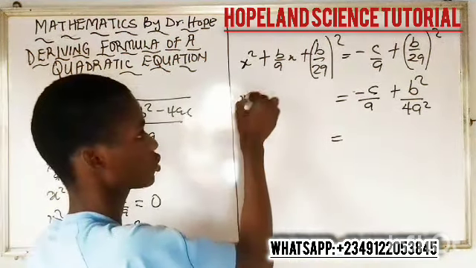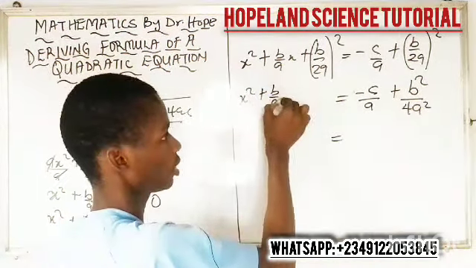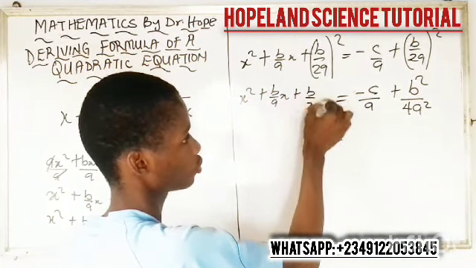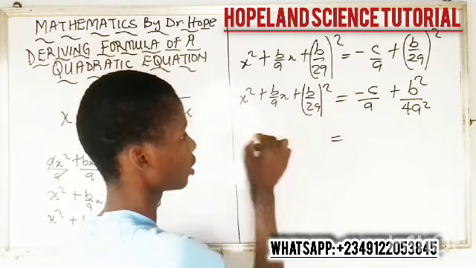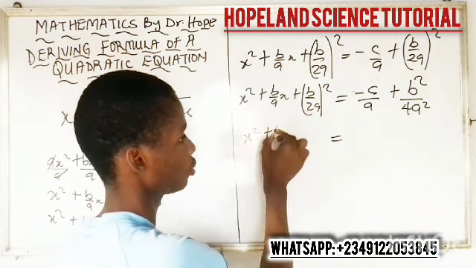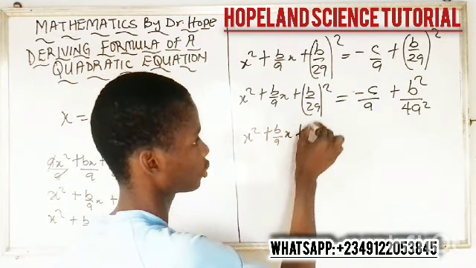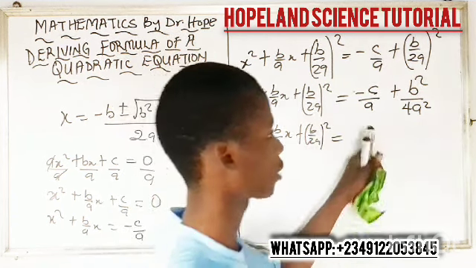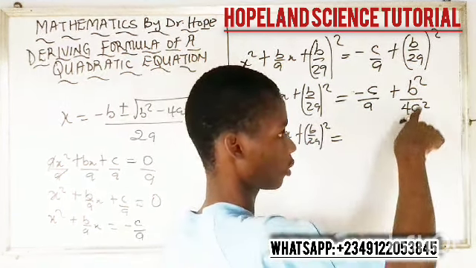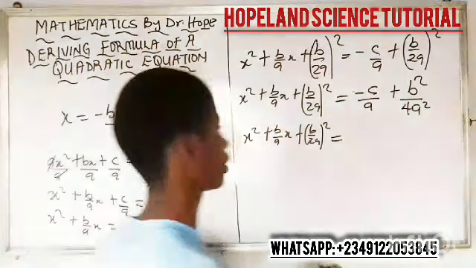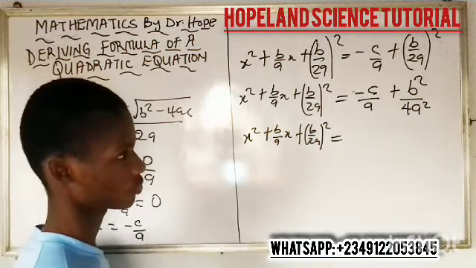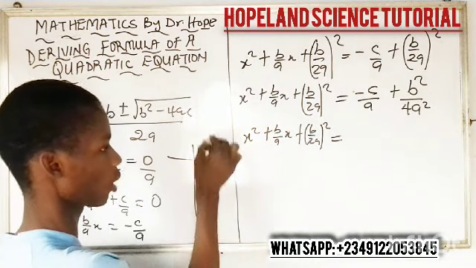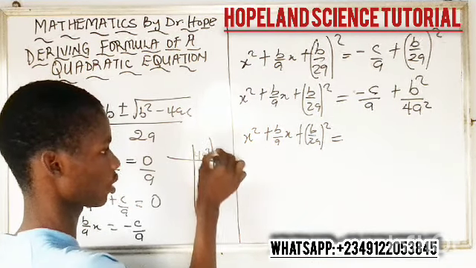Remember, we bring down this x squared plus b over a x plus b over 2a all squared. Now we have x squared plus b over a x plus b over 2a all squared. Now what is the LCM of 4a squared and a? Now you agree with me that the LCM is, okay, let's derive it together. We are going to have 4a squared and a.